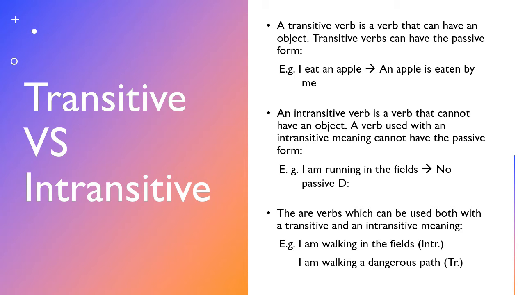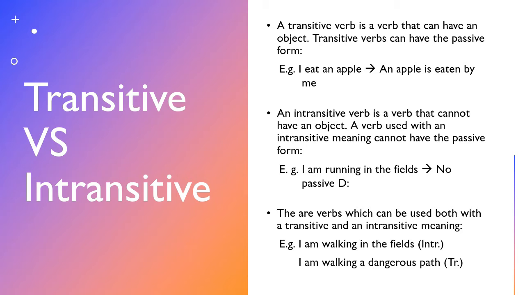So we have already seen an important distinction between transitive and intransitive verbs, but let's review it again, because this is important for the passive form of the verb. So a transitive verb is a verb that can have an object. For example, if I say I eat an apple, apple is the object of to eat. This is important because all transitive verbs can have the passive form.